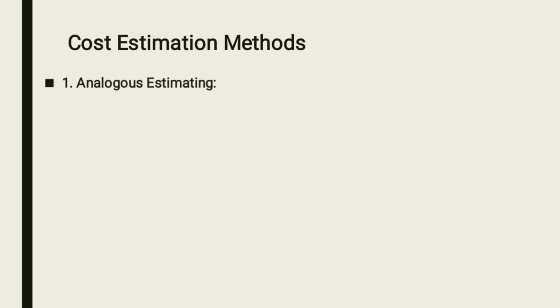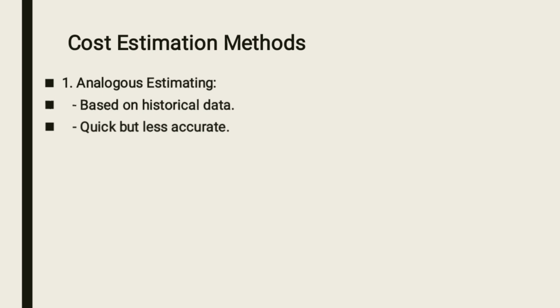So let's talk about cost estimation methods. Number one is analogous estimation. On analogous estimation, you are basing on historical data. You take that past data and compare it with your current project, and that data is going to help you understand the amount of money that you are going to spend on your project.